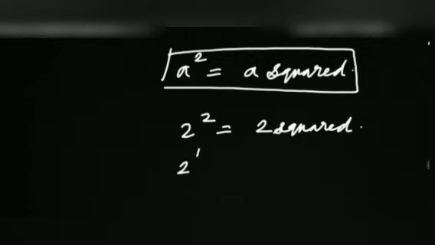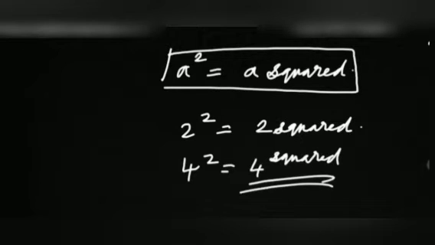4 raised to 2 is known as what? 4 squared. So, the second power of an integer, or an integer raised to 2, is known as the square of that integer.